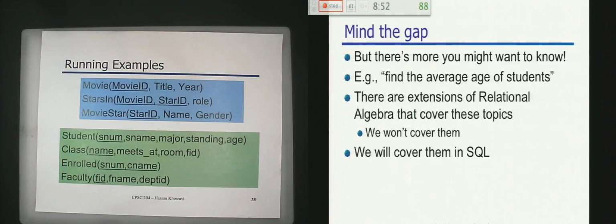But there is more stuff that we want to do with our SQL queries that we have not talked about in relational algebra. For example, with what you know so far from relational algebra, you cannot find the average age of students. There are extensions of relational algebra that cover these topics. We're not going to worry about them. But we are going to cover them in SQL.